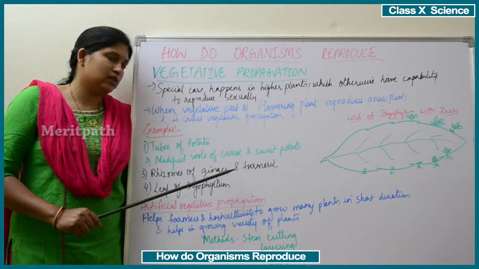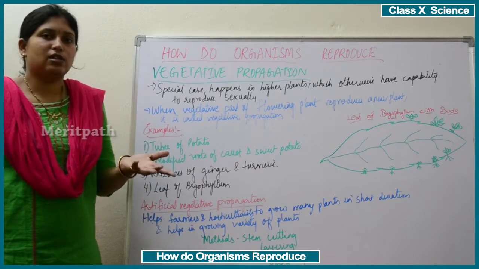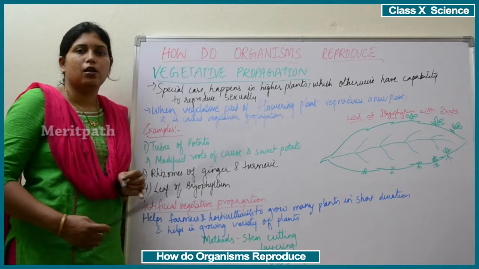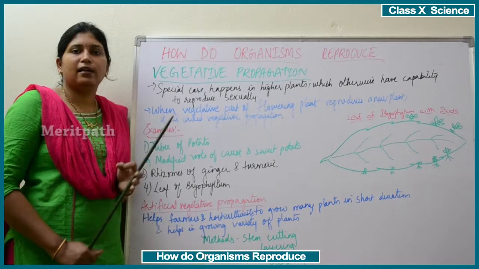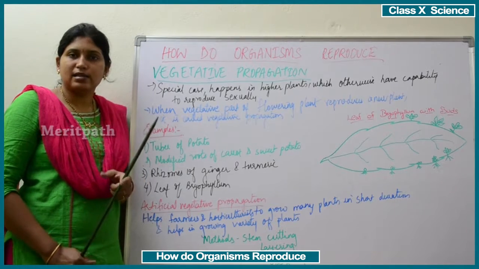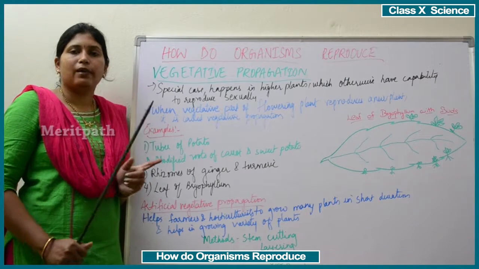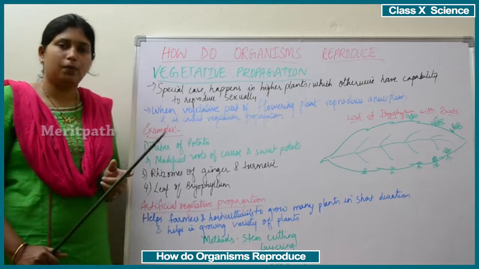So if you take this ginger and turmeric and plant it in the soil, new plants start developing from ginger and turmeric, because ginger and turmeric have scales, nodes and internodes on them. They grow inside the soil, underground. They are the modified stems. When you take ginger and turmeric and plant it in the soil, it grows as a new plant.